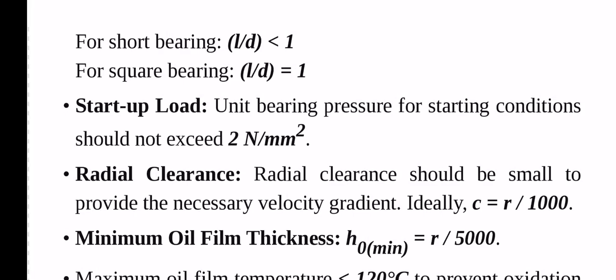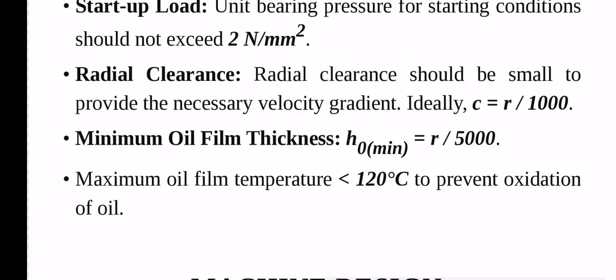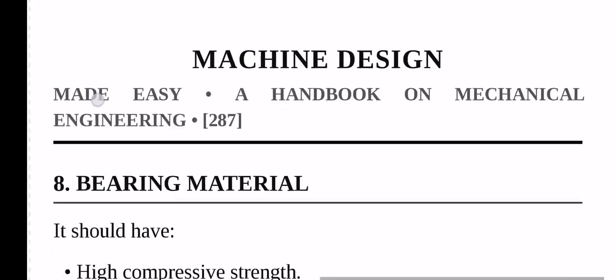Start of load. Unit bearing pressure for starting conditions should not exceed 2 Newton per millimeter square. Radial clearance. Radial clearance should be small to provide the necessary velocity gradient. Ideally, c is equal to R by 1000. Minimum oil film thickness is not less than R divided by 5000. Maximum oil film temperature less than 120 degrees to prevent oxidation of oil.